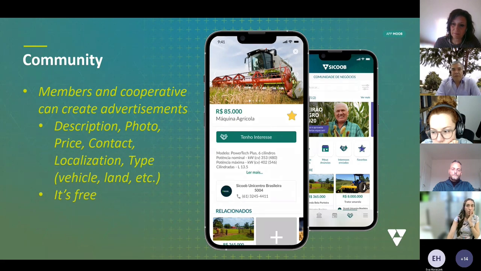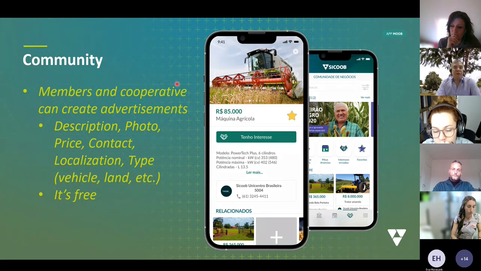Another section that we have is community. This is an exclusive space for the advertisement of goods, products, and services for members and the cooperative. So members and the cooperative can create their own advertisement. Here is an example of lands and vehicles where they can insert an advertisement. It is another way to connect people inside the credit union.